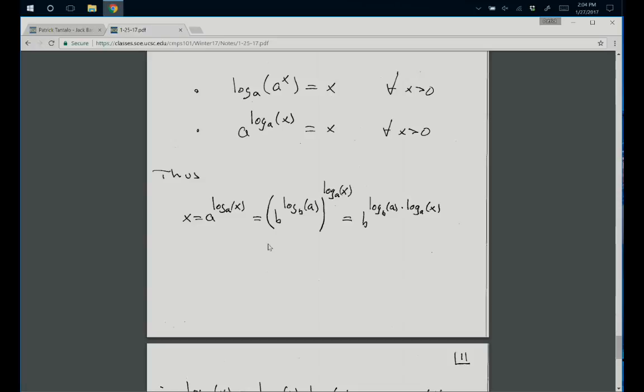Notice all throughout I've been unspecific as to what the base of this log is, of course. I can't remember the last time I taught CS 101 and this didn't appear on some exam, either midterm 1 or the final exam. Okay?